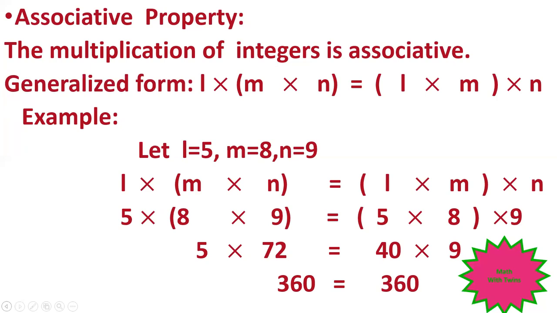Example: we'll assume that L is equal to 5, m is equal to 8, and n is equal to 9. So we'll get in one case 5 into 72 and in the next case 40 into 9, but both the products are the same, that is 360, and thus the associative property of multiplication holds good.